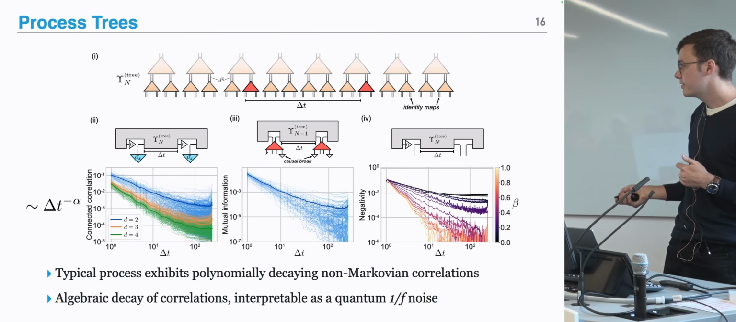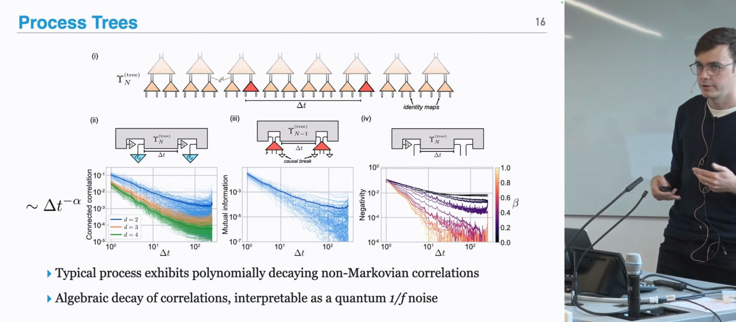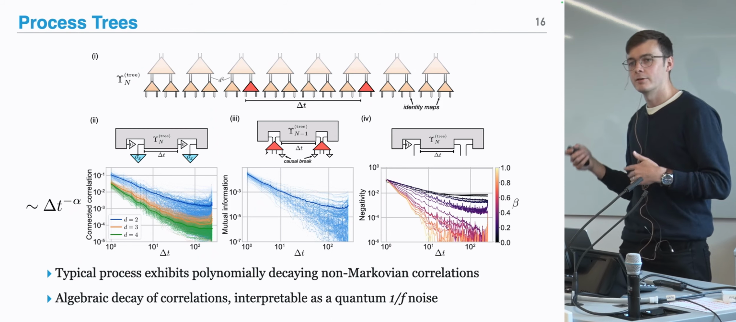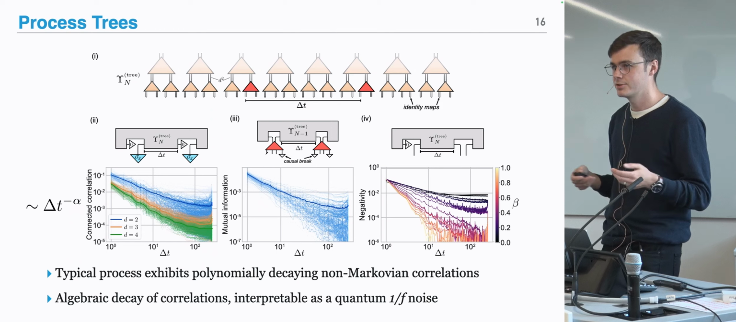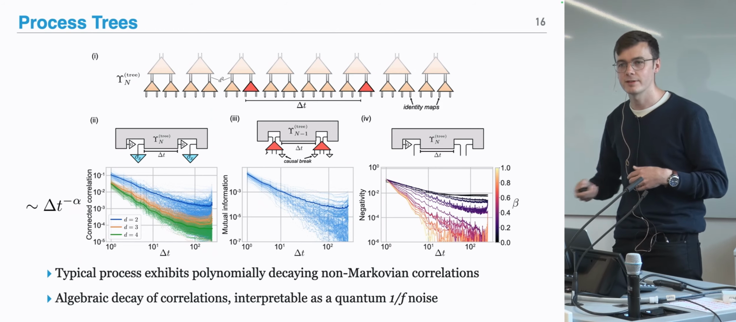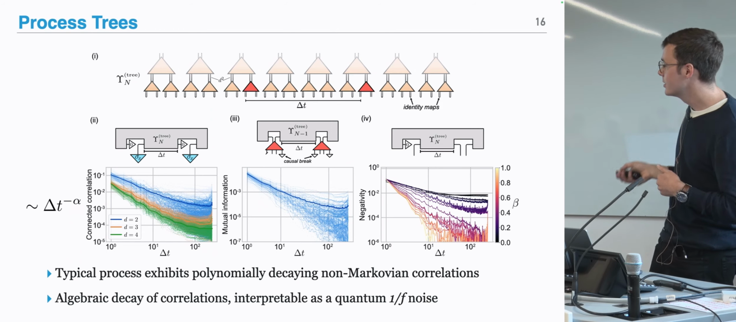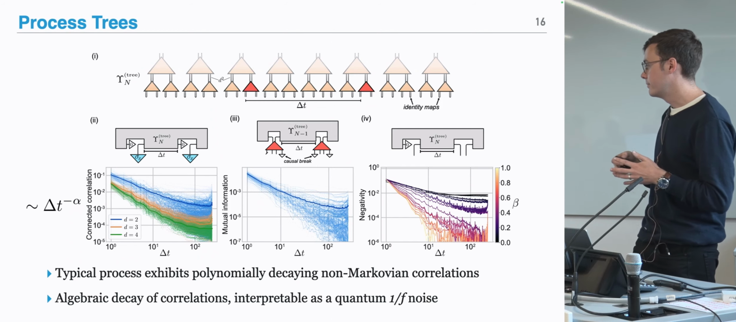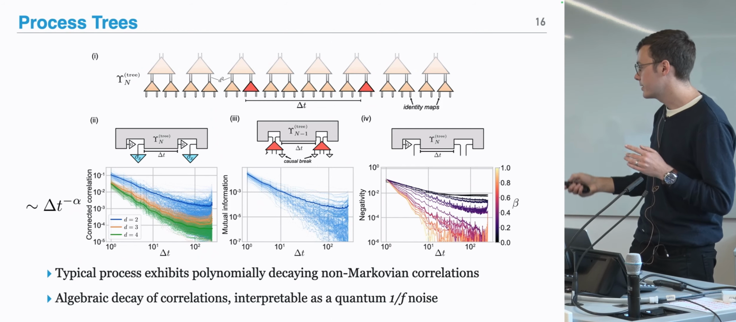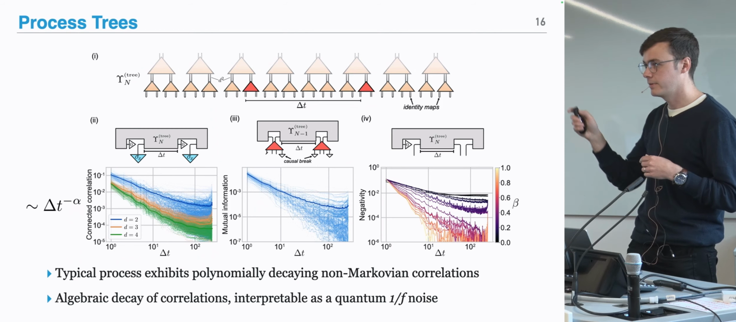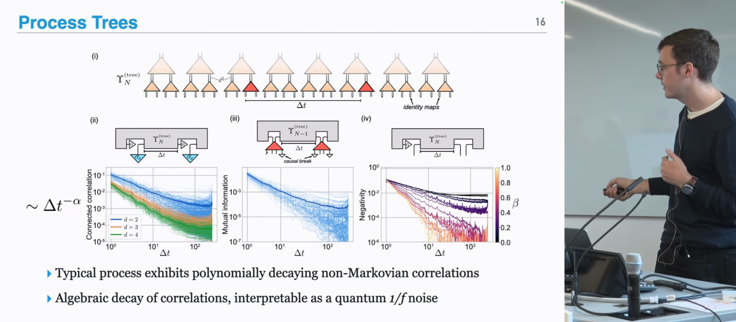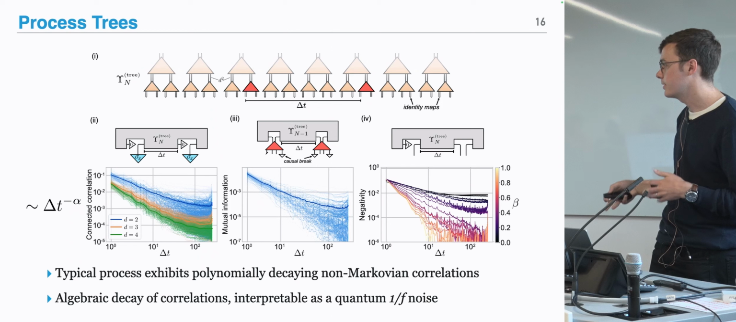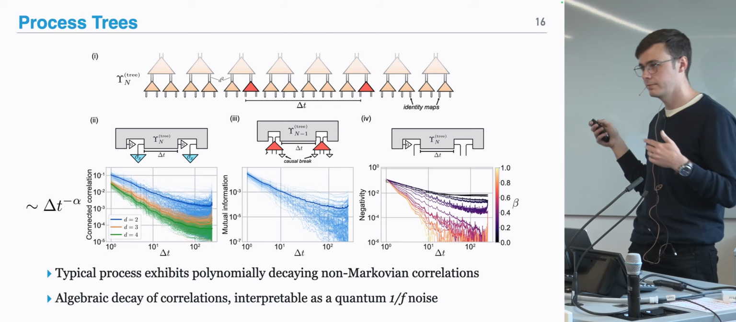And you can interpret this as a kind of quantum 1 over F noise. If you're familiar with 1 over F noise, which people from astrophysics and these sorts of fields very much are, you have a power spectrum that decays like F to the negative 1. Here we have a correlation function which decays like delta T to the negative something.